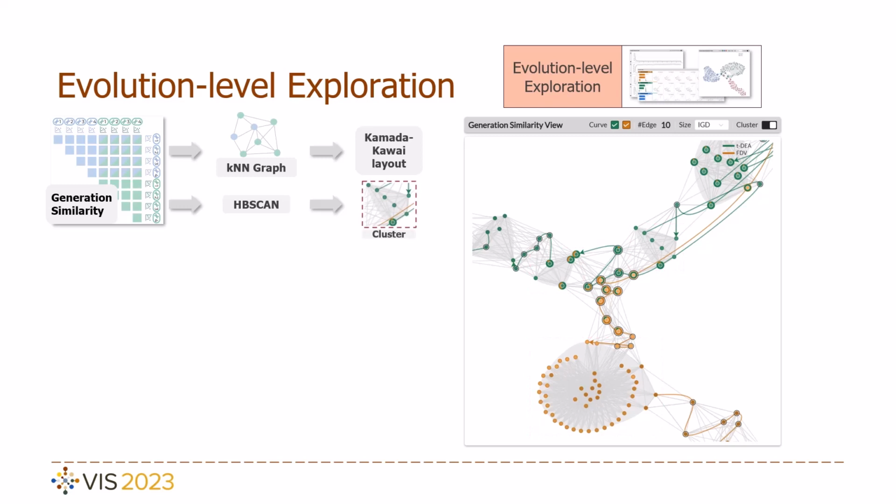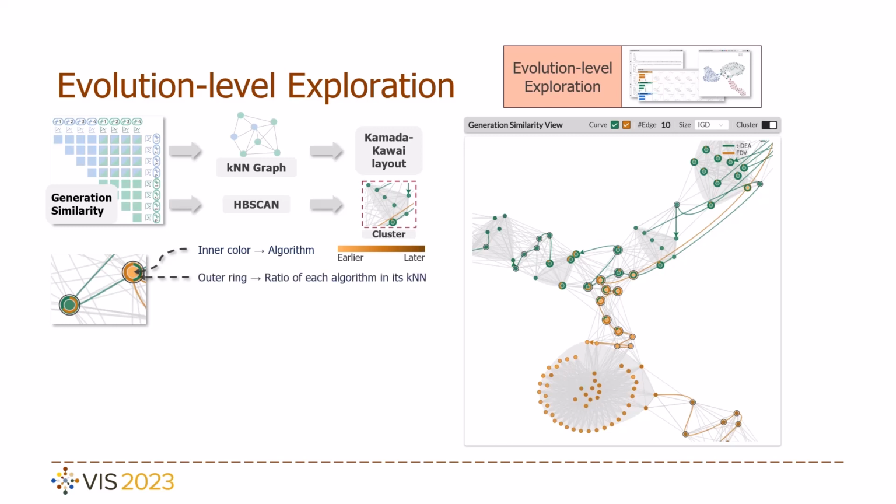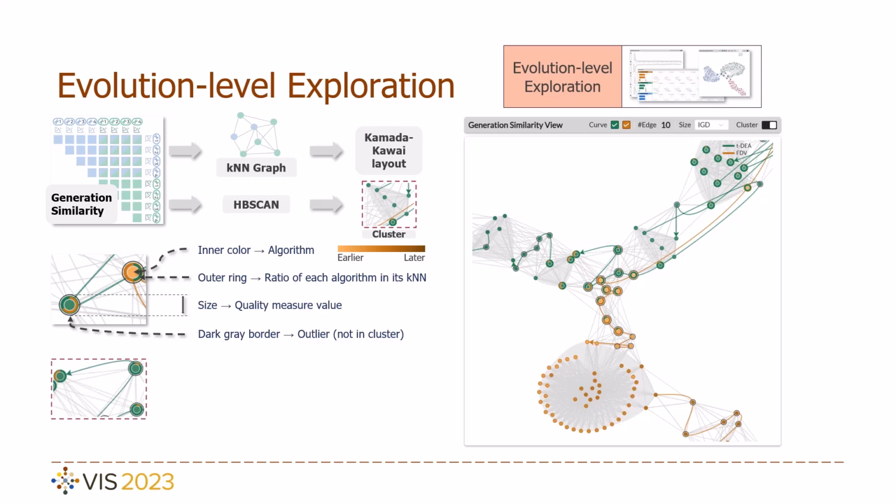In detail, the visual encodings of a generation node are as follows. The inner categorical color shows the algorithm, where the lightness represents the temporal order of this generation. The outer ring depicts the ratio of nodes from each algorithm in its KNN. The size of the node encodes the quality measure value, and the appearance of a dark gray border means that the node is an outlier that does not belong to any cluster. Besides, time curves are utilized to help analysts trace the temporal sequence.